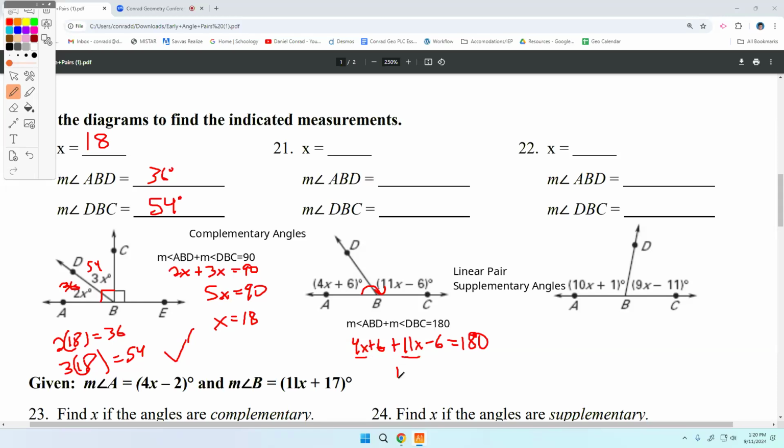Combine like terms, so that's going to be 15x plus 6 minus 6. Those cancel. So it's just going to be 15x equals 180. And then when I divide by 15 on both sides, that should give me x equals 12.